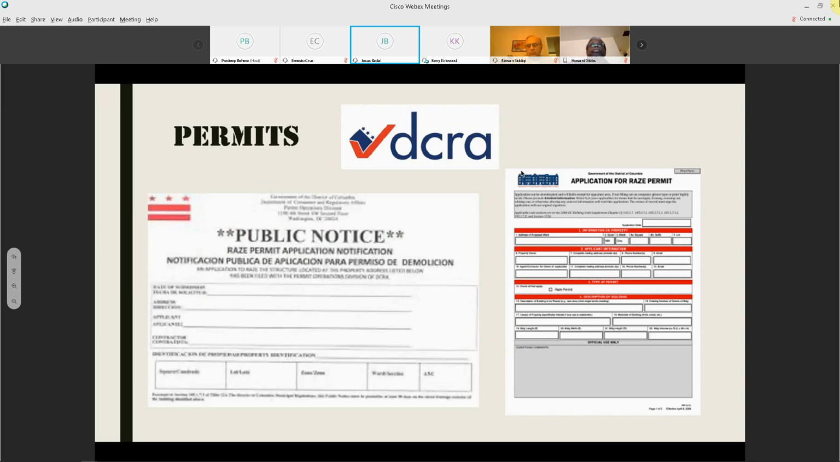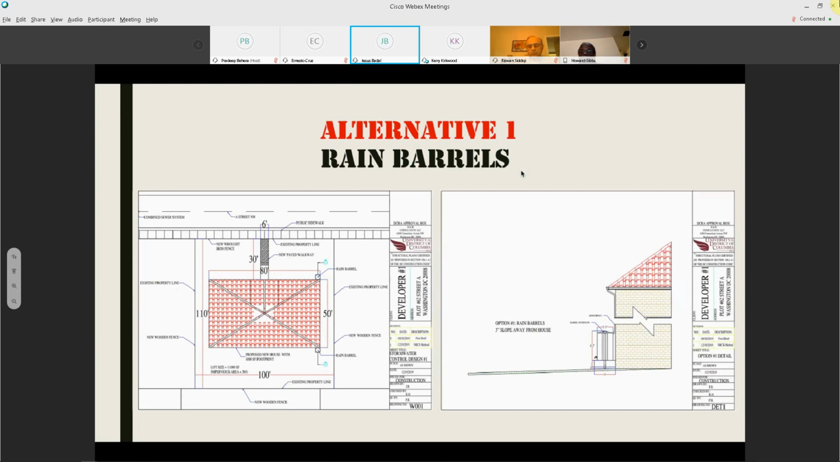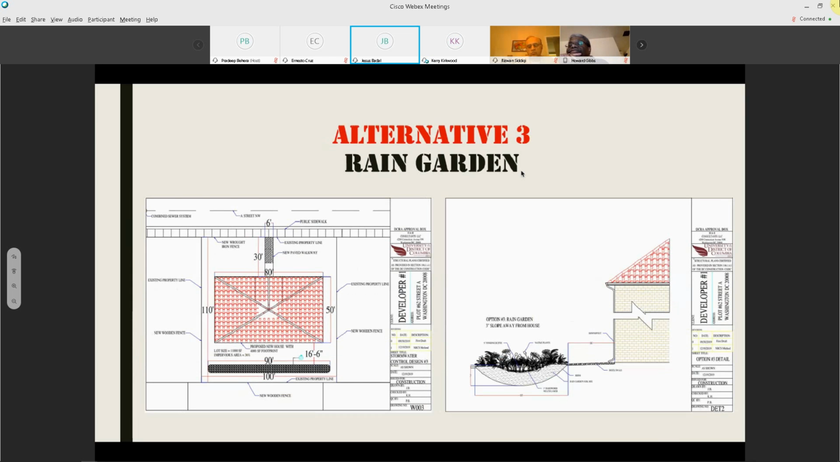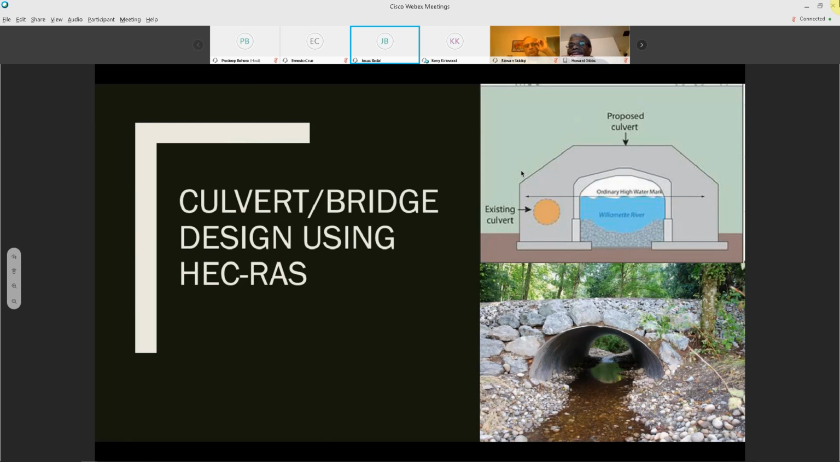So one of those things that we had to do was to be able to complete a raze permit and to be able to develop it for the client. Next slide. And come up with 3 alternatives, which one was the rain barrel alternative. Next, being 2, the infiltration trench. And 3rd, the rain garden. Next. Then for our next project, we'll be able to develop a bridge design using HEC-RAS modeling. So for this, I'll turn it over to my co-engineer, Keven.